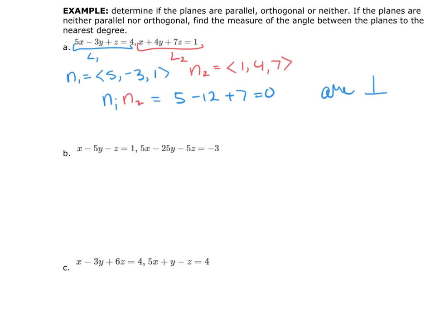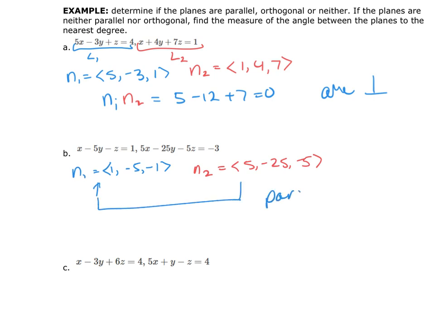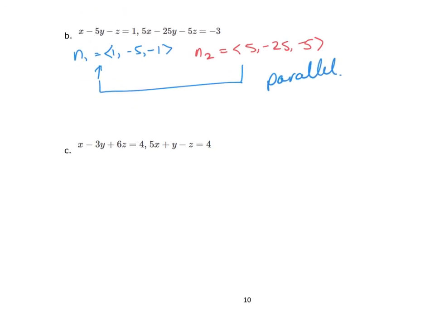Once again, I'll look at my normal vectors. The normal for the first one is 1, -5, and -5. The normal for the second is 5, -5, and -5. Now, if I were to take the first and multiply it by 5, I would get the second. So these are parallel. Take a look at my last example.